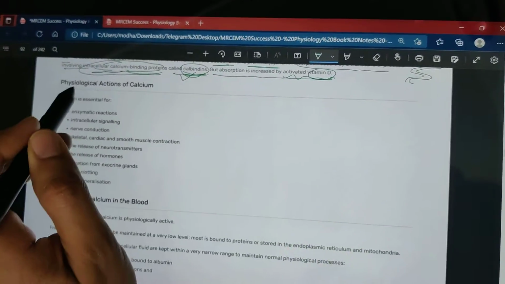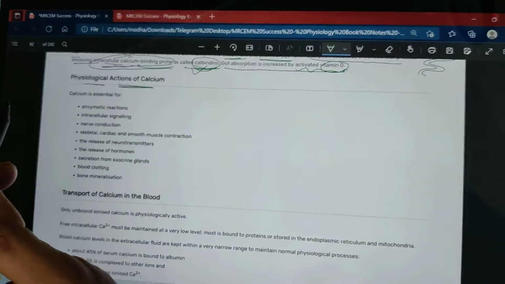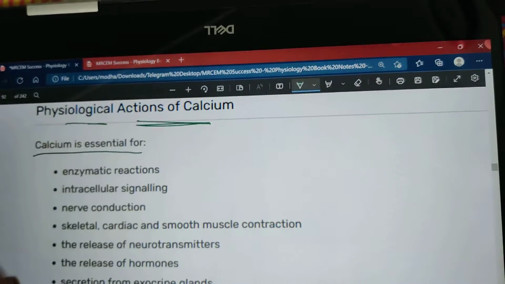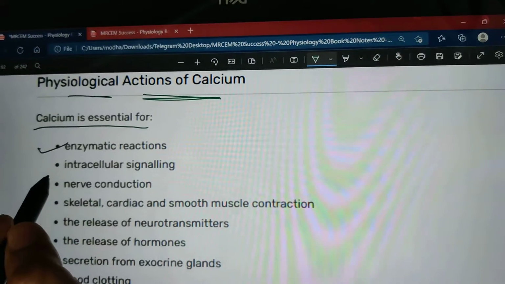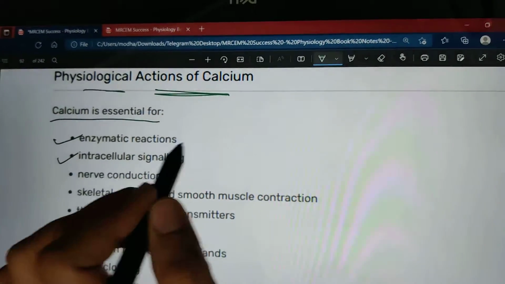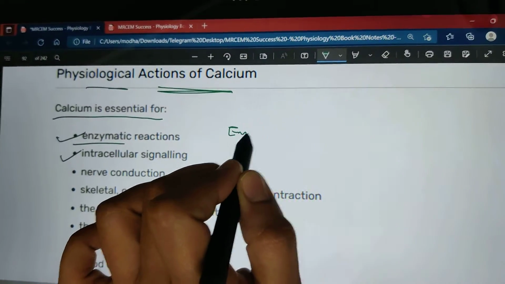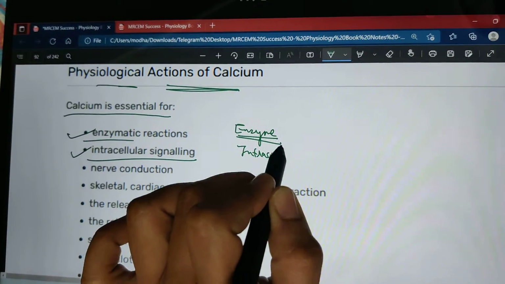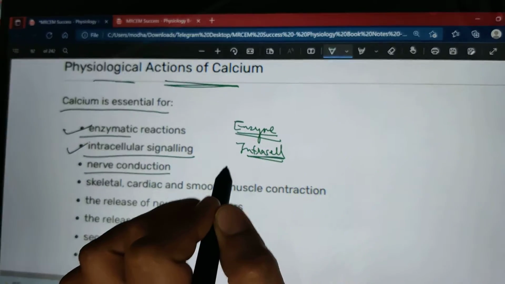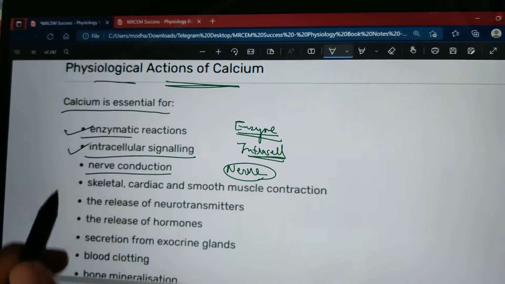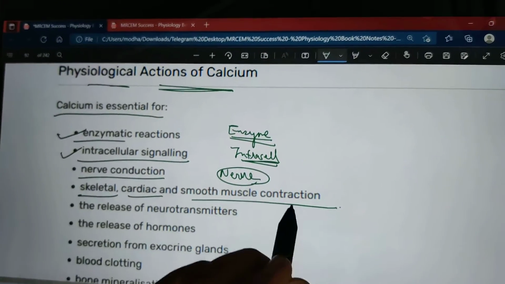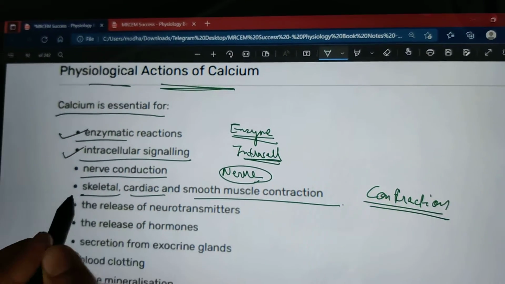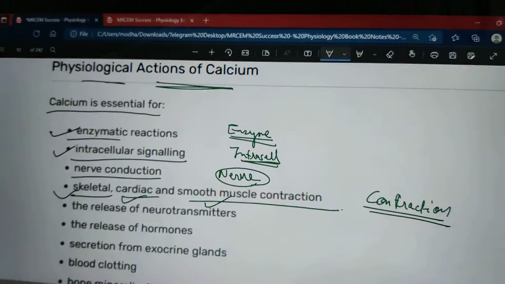Then physiological action of calcium. What is the physiological action of calcium? So calcium is essential for enzymatic reactions, then intracellular signaling, then nerve conduction, then skeletal, cardiac and smooth muscle contraction. So basically the contraction of skeletal muscle, cardiac muscle, and smooth muscles.